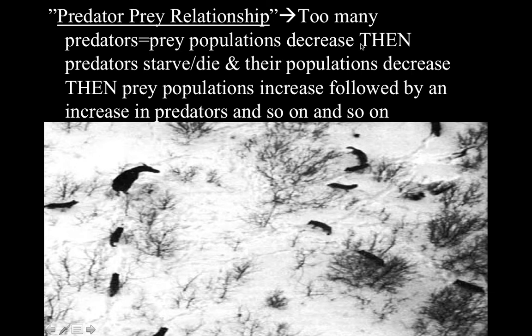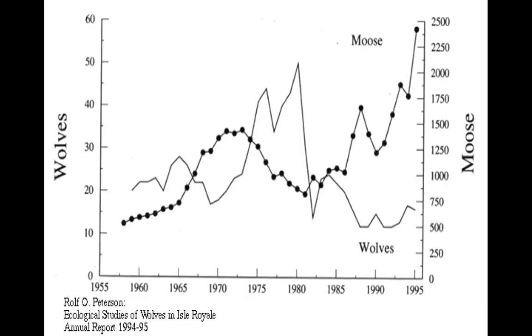Then, because there are fewer prey animals, the predators on a graph would start to go down because they're starving and dying, and their populations decrease. Now there are fewer predators, so the prey start to increase again, going up on the graph, and that's followed by an increase in predators, and so on and so on. As one goes down, the other goes up, and they fluctuate together. But if the prey goes down, the predators go down with them until the prey can recover. And we see that here in this graph.